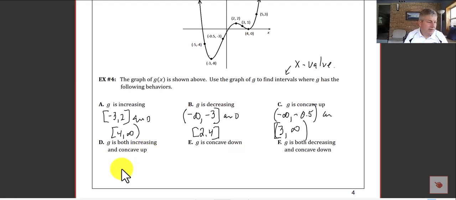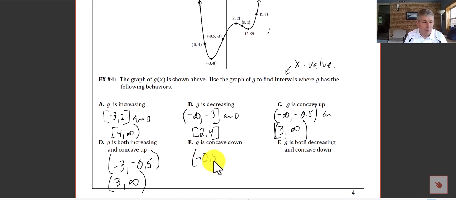G is both increasing and concave up from -3 to -1/2, and 3 to infinity. And it is concave down from -1/2 to 3. And it's both decreasing and concave down from 2 to 3. I'm going to move this back to a parenthesis.